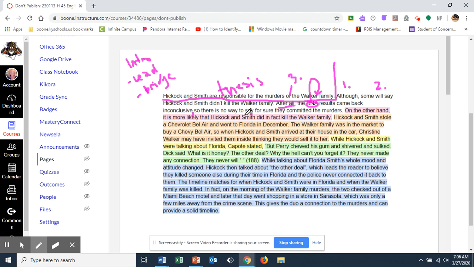So there's no way to say for sure is the subject. That's what we're talking about. Committed, or I guess they, is the subject. That's what we're talking about. Committed is the verb. They committed the murders makes a complete thought. So there's no way to say for sure they committed the murders is a complete thought. So because we're using a fanboy here with 2 independent clauses, we need a comma.